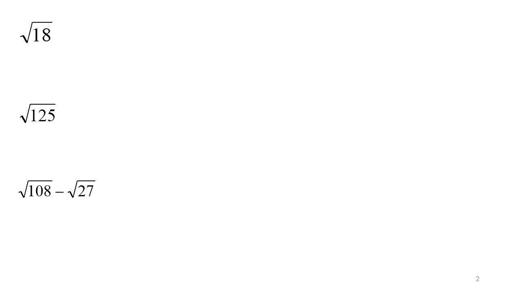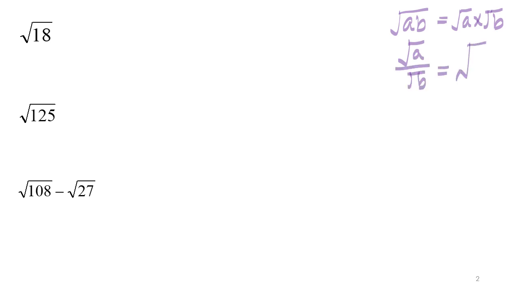Let's do a recap on the two rules in this chapter. The first one is if you have square root of a times b, you can actually break it up into square root a times square root b. And if you have square root a divided by square root b, you can combine them into square root of a over b. And in this case, both a and b are more than 0.